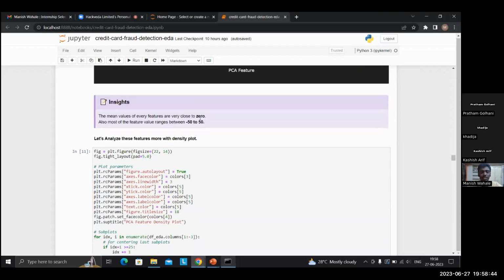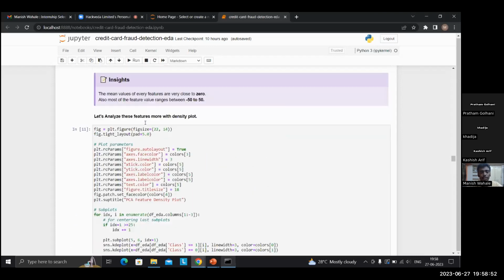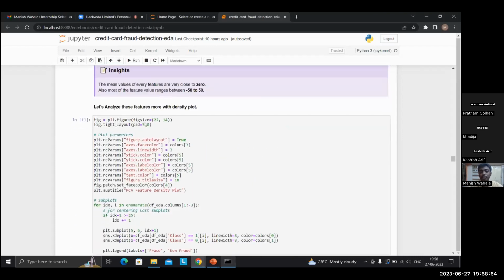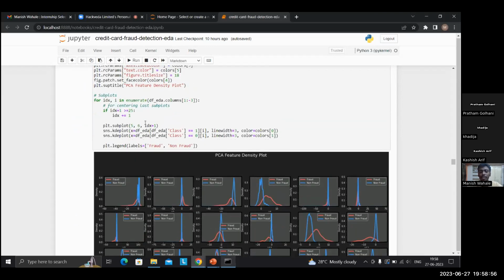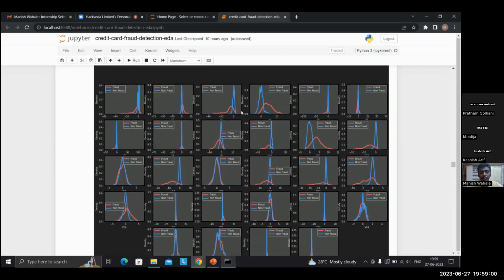So these are the insights only. The mean values are close to 0, and most of the feature values range from -50 to 50. So now it's time to analyze the PC features only through the density plots. This is a very important plot. We have many meaningful insights from this plot.